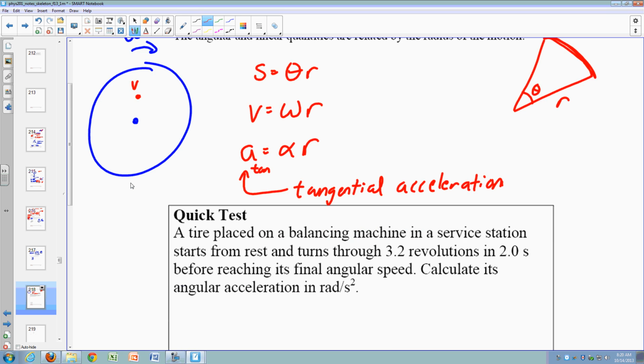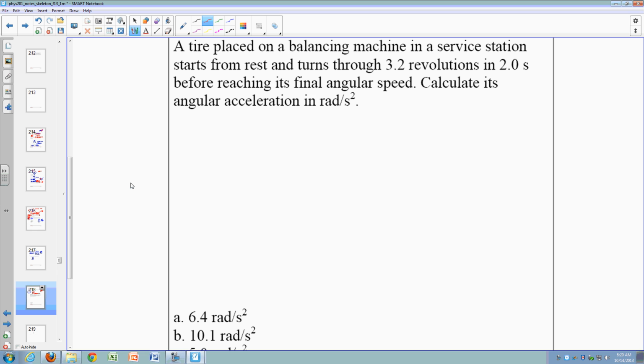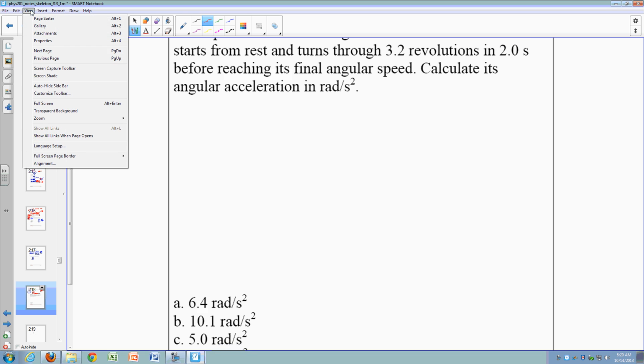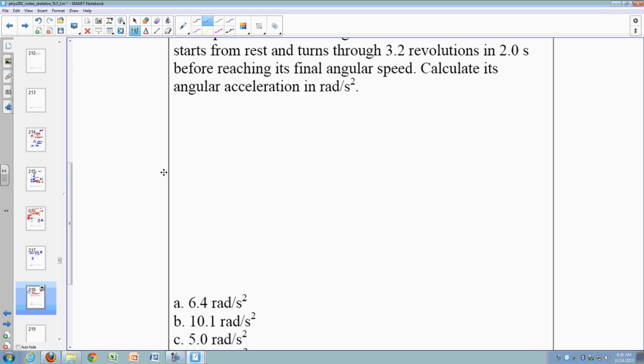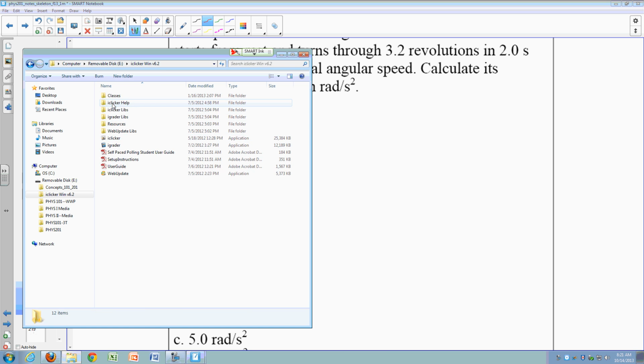Well, let's do this question, and then that'll be the end. I have a tire on a balancing machine at a service station. It starts from rest and runs through that number of revolutions in 2 seconds before reaching its final angular speed. Calculate its angular acceleration. Yeah, Eddie? What's that? Oh, okay. I didn't start it. Shoot, I'm sorry. Go ahead and work it out. I'll pull it back up in a second.